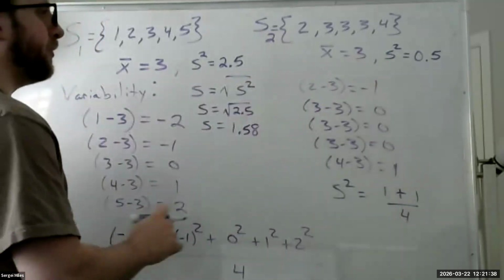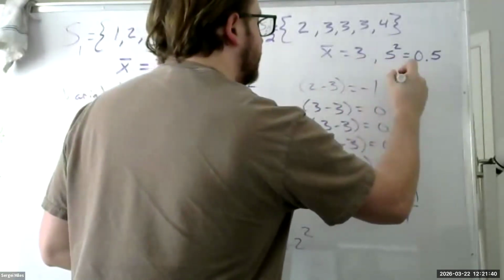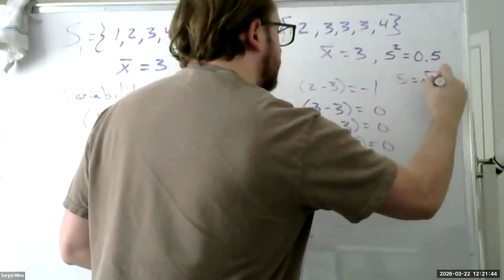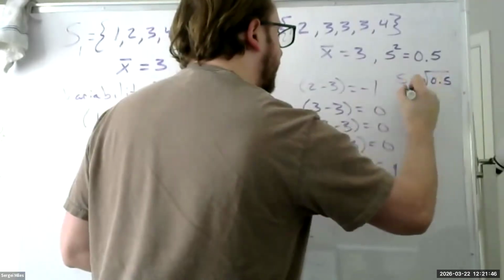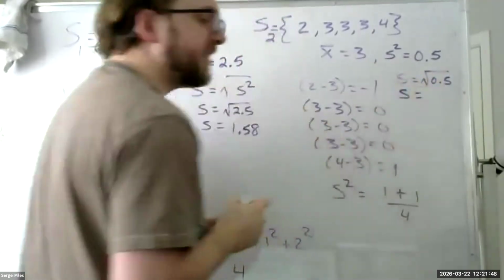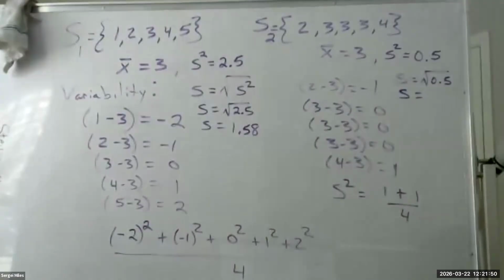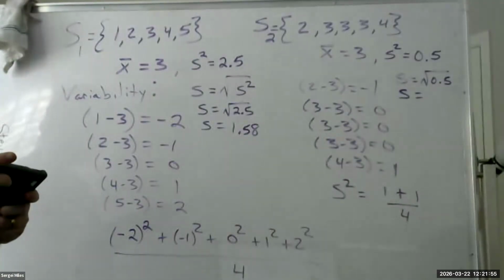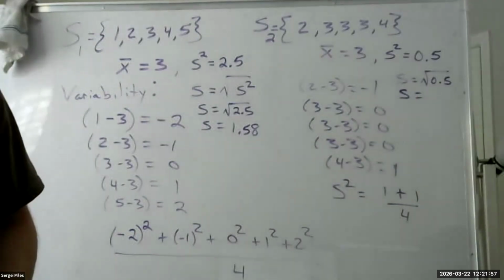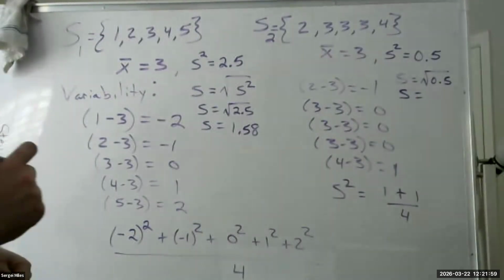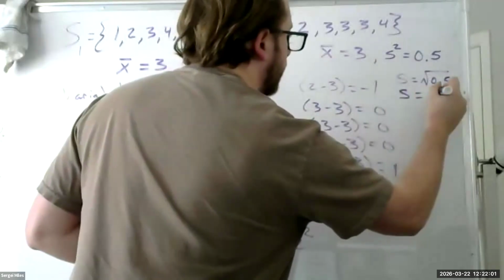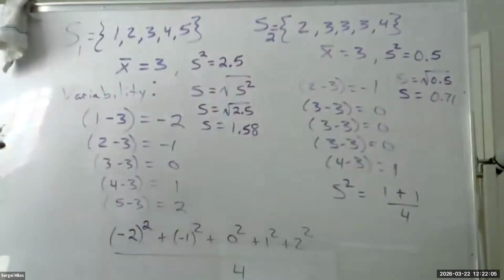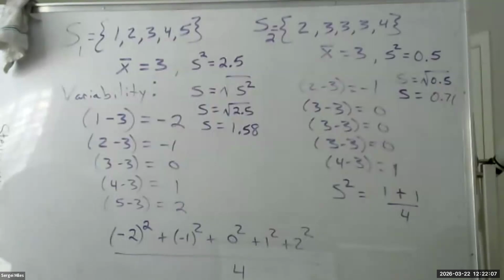Look at the second sample. Once you have your variance, take the square root of it. So the standard deviation is the square root of 0.5. Go to a calculator, square root of 0.5, and we get 0.71. So on average, we have data points which are 0.71 away.